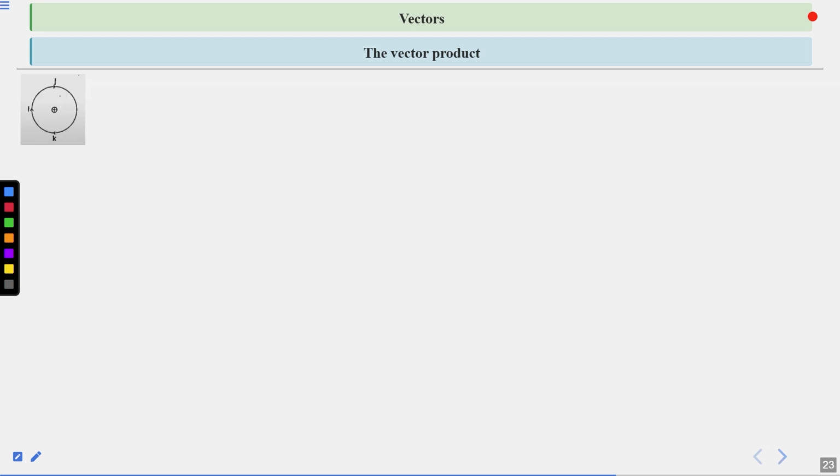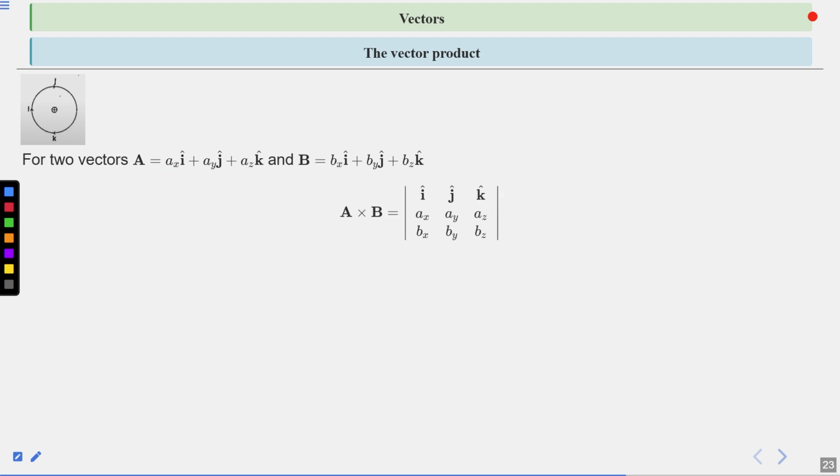Now suppose we have I cap, J cap and K cap. So two vectors: A equal to AX I cap plus AY J cap plus AZ K cap, and B equal to BX I cap plus BY J cap plus BZ K cap. Now what will be the cross product? Solve this question with me. You have to find out the cross product. The A vector is given and B vector is given. How can we calculate?